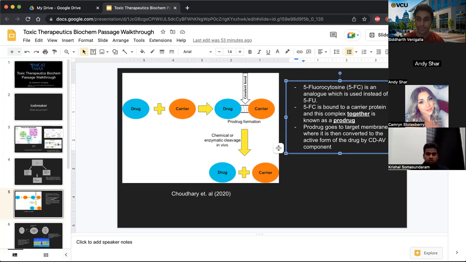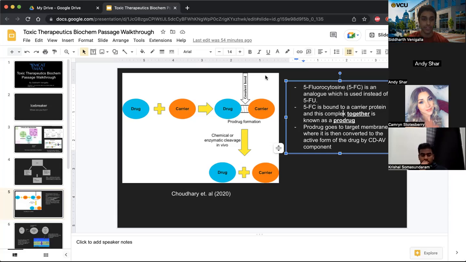A prodrug is a complex between the actual drug and a carrier, right? A carrier protein. This prodrug goes to cells, binds to them, and then releases the actual drug? Yeah, exactly. I have a question. How does the carrier differentiate between the regular cells and the cancerous cells? That is actually a great question. We're going to talk about that in the next slide.